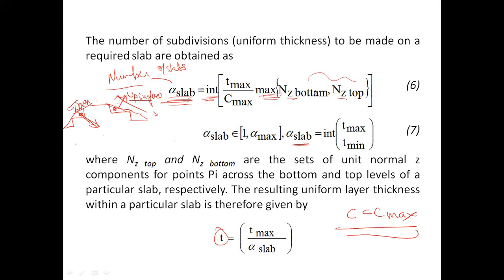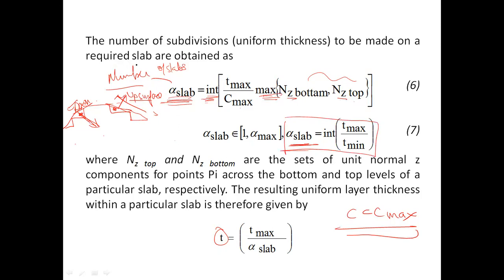Whichever of these two has the maximum value was selected, and that was multiplied with this factor. So they further simplified this formula as simply alpha slab is equal to integer of T max by T min.